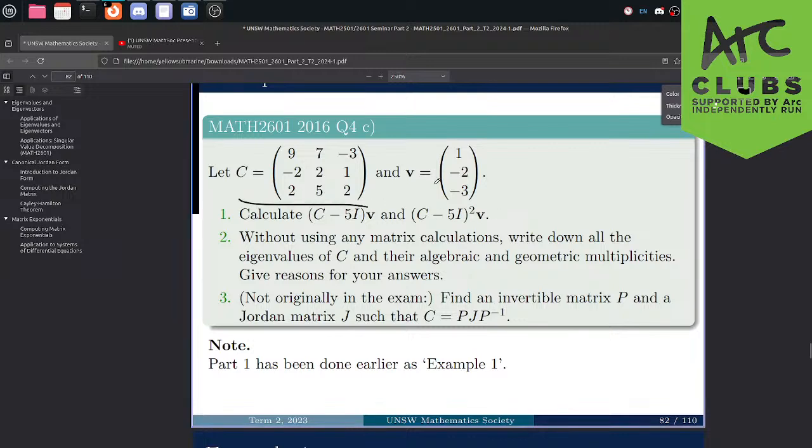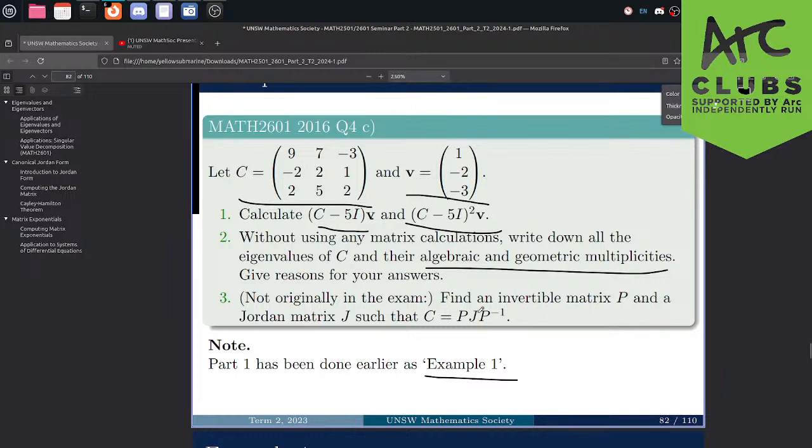Here's another question. We have a matrix C and V. I think these are original matrices, from example 1. We want to calculate C minus 5i and C minus 5i squared V. This seems to imply that V is a generalized eigenvector. Otherwise, why would we? This is a very suspicious calculation, very similar to generalized eigenvector calculations. Then, without any matrix calculations, we want to write down the algebraic and geometric multiplicities.